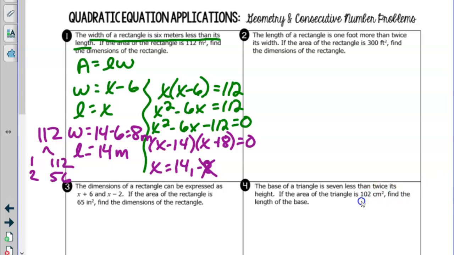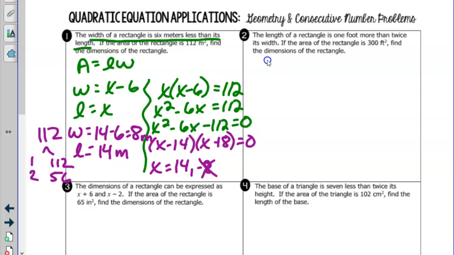Will it always be that the factors, both of them will be the length? Because this one is 14 and 8, and then the factors were 14 and 8. Often, but not every time. Where did you get the 6 from? Just x minus 6, because it was 6 meters less than the length. Any other questions before we move on to number 2?